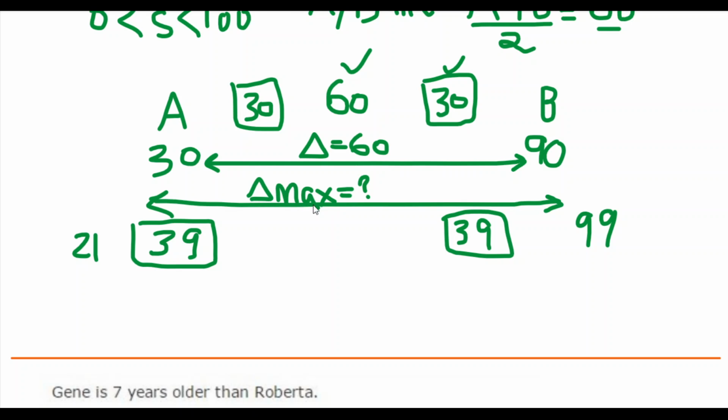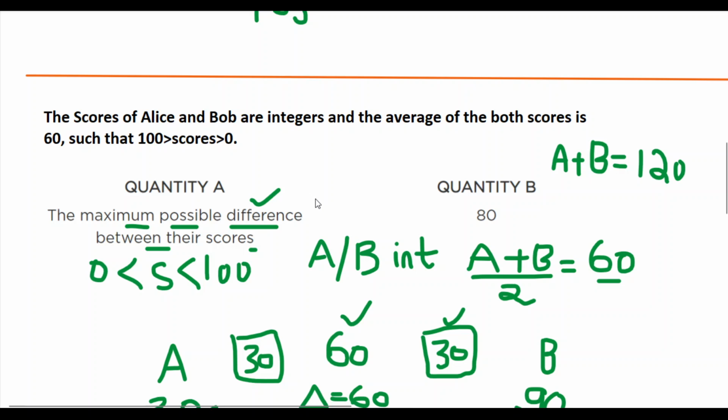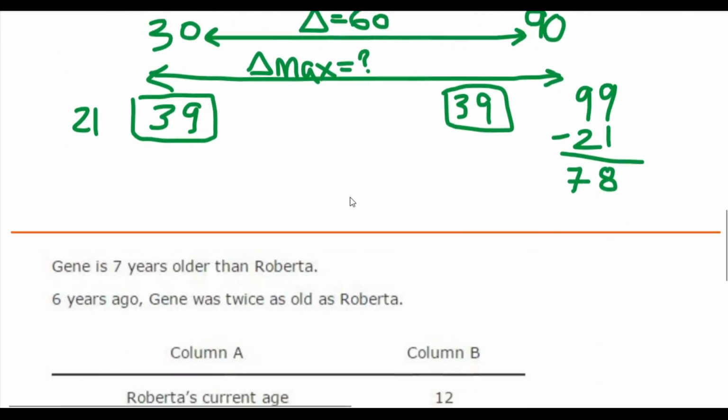Now the question is, is this the maximum possible I can stretch the difference, right? So let's say I subtract that. Subtracting that, I'm going to get 9 minus 1 is 8, 9 minus 2 is 7. So the maximum possible difference is 78, which is quite less than 80. Therefore, the answer must be B. Okay, moving on. Let's keep rolling.